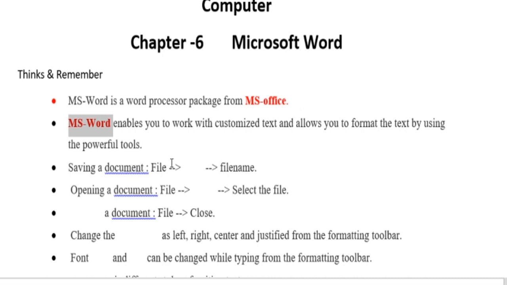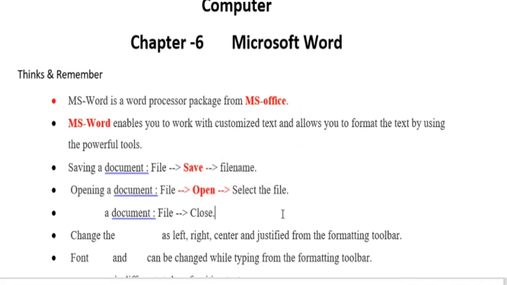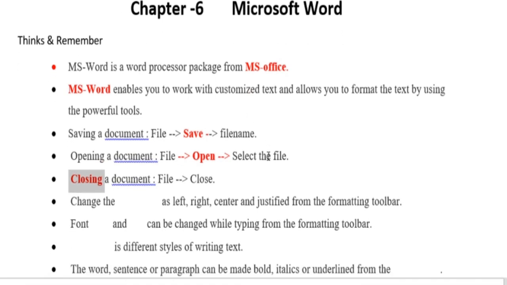First you have to click on file, then what will you do? Which option can you choose? Yes, save, then after give the file name. Opening a document: first you have to click on file, then after what will you do? Yes, click on open. And closing a document, what is that? File and then close. Yes, closing a document: file and close.